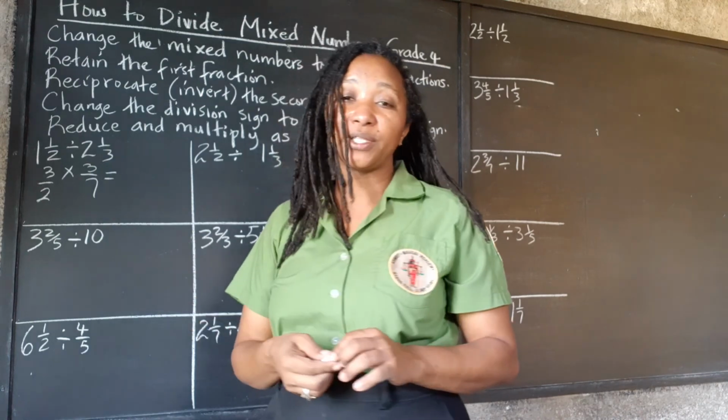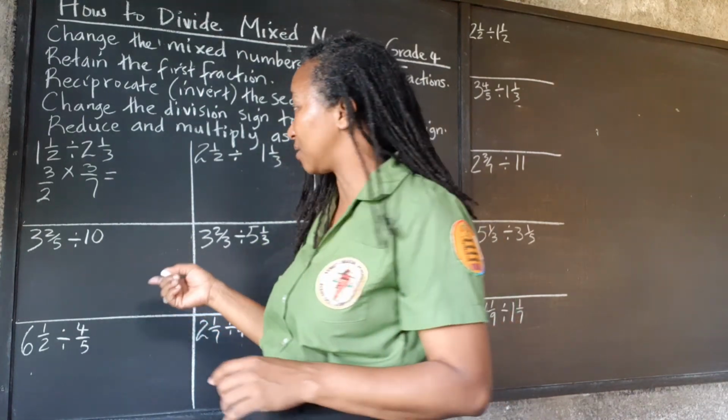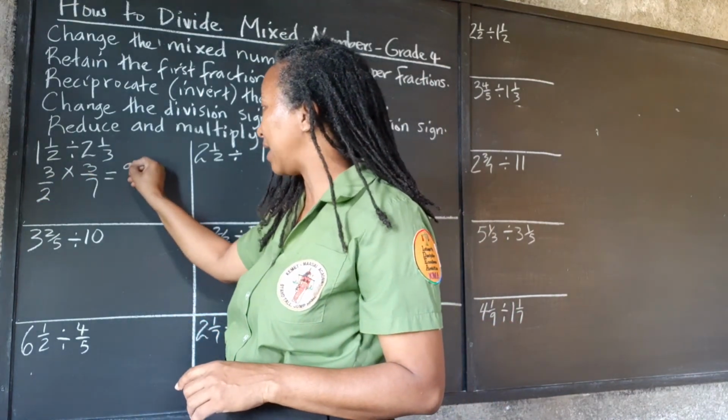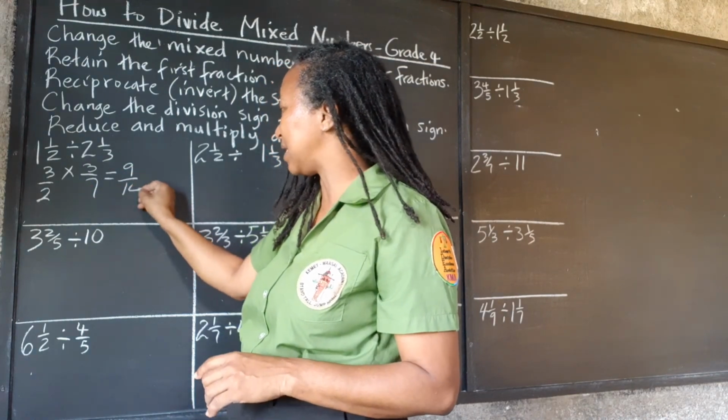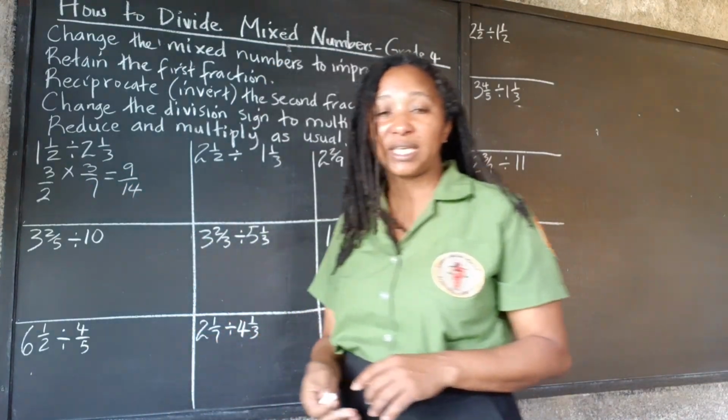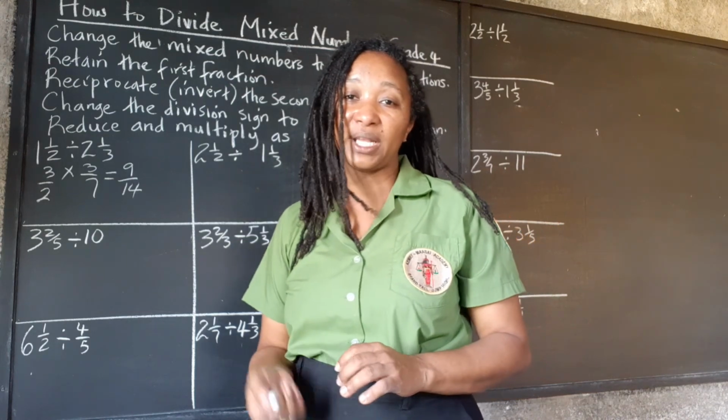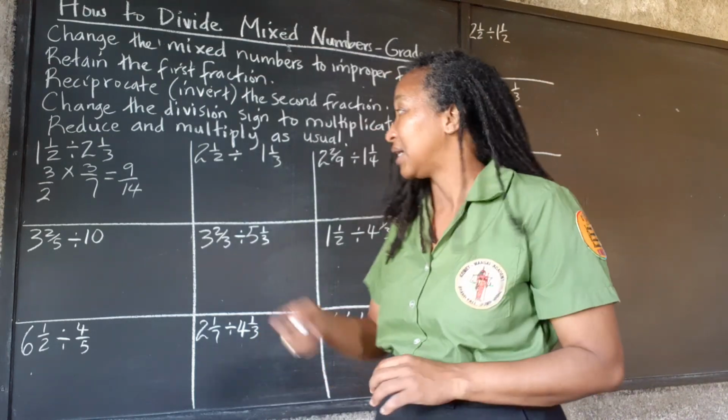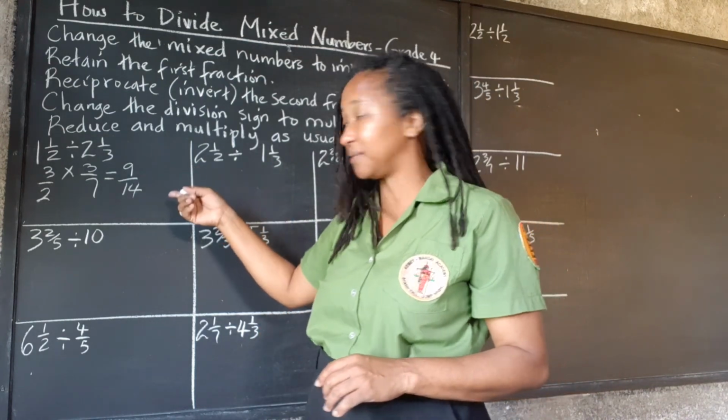So now we're just going to go ahead and multiply the numerators out. 3 3s are 9, 2 7s are 14. 9/14 is already in its simplest form. It cannot be reduced any further. This is our final answer.